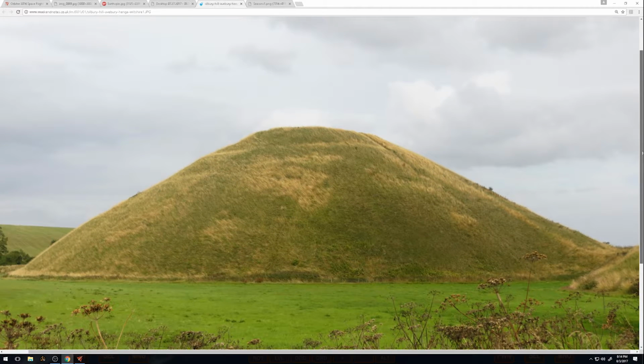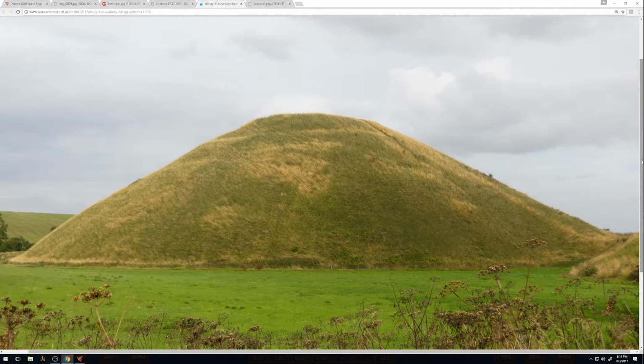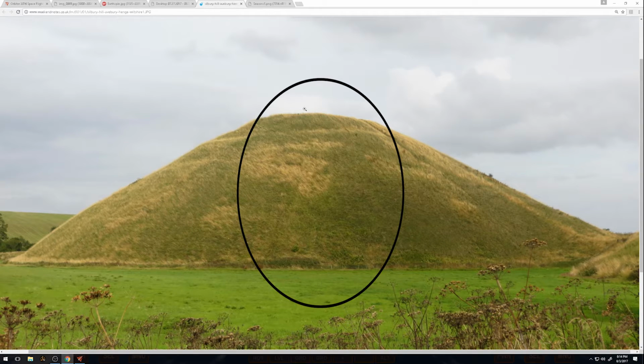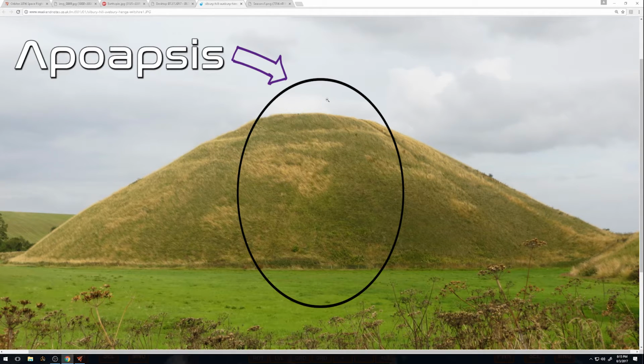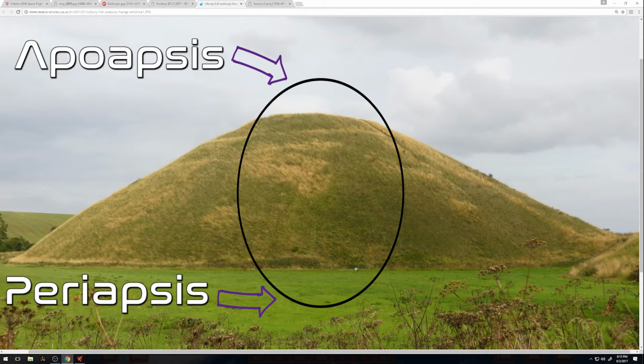Check out my hill right here. My buddy hill. Everybody's gone up a hill and come down a hill before in your life. If you haven't, go outside and try it. It's pretty fun. If I was to draw an imaginary circle or oval right here along this area, the top of the hill would be the apoapsis. The bottom of the hill would be your periapsis. All right? Top apo, bottom peri.